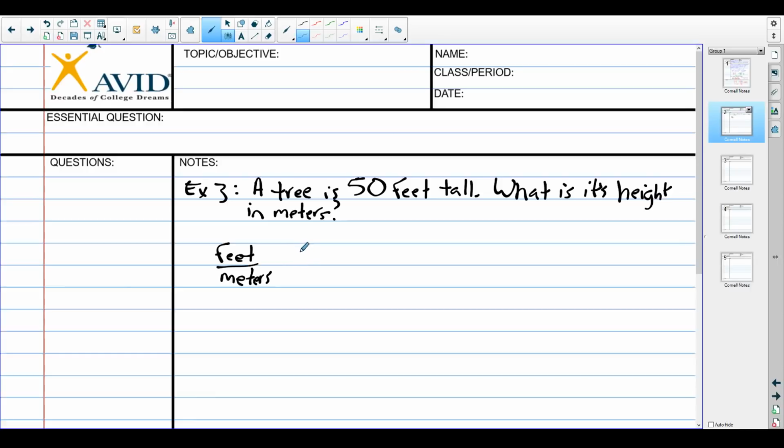So we look at our chart. It tells us every 1 foot is 0.3 meters. Meters. And we want to know what is 50 feet. Okay, this is going to be an easy one. Thank goodness. 50 feet is X number of meters. So we're going to cross multiply and divide every single time. This is your life now. Cross multiply, then divide.